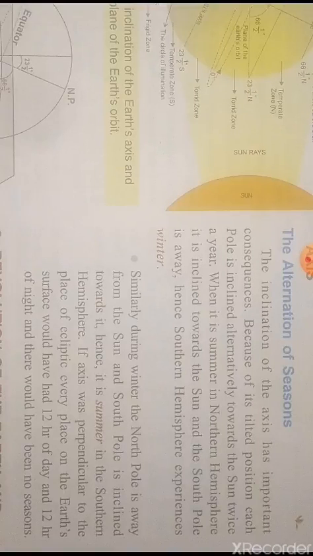If the axis was perpendicular to the plane of ecliptic, every place on the earth's surface would have had 12 hours of day and 12 hours of night, and there would have been no seasons.